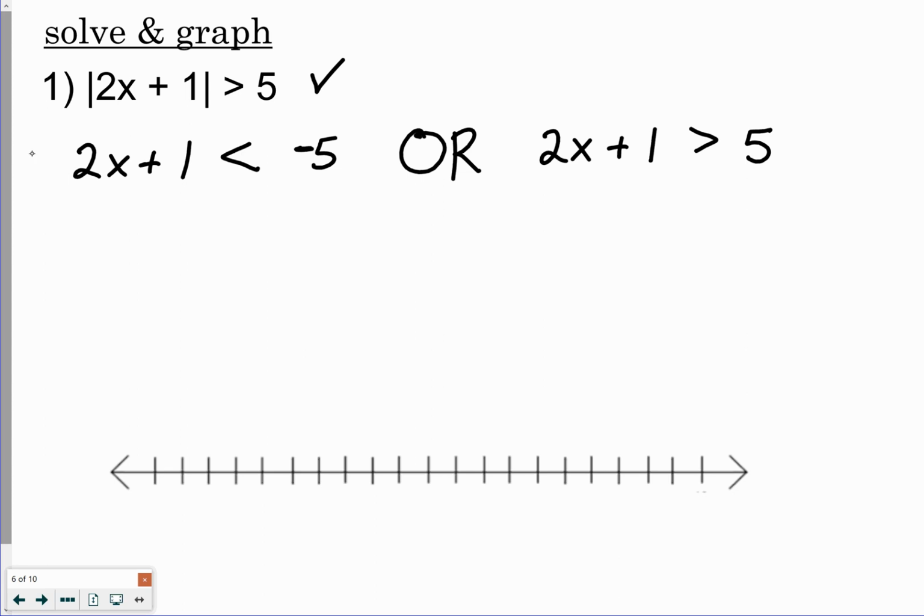Okay, any questions on how to get here? This is like the second thing I care about. If I don't see these two things, I'm going to make sure we talk about it. Yes, Leslie. Which sign changed? The inequality symbol will always change on the one on the left.